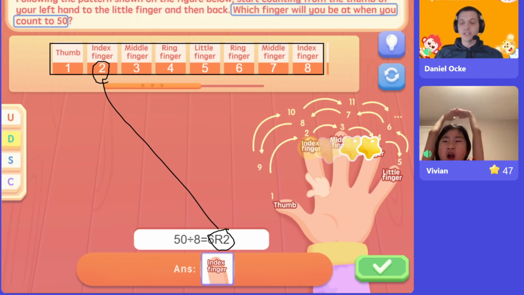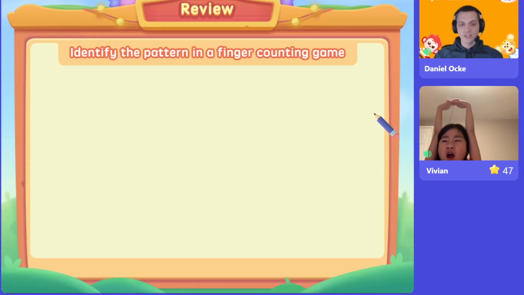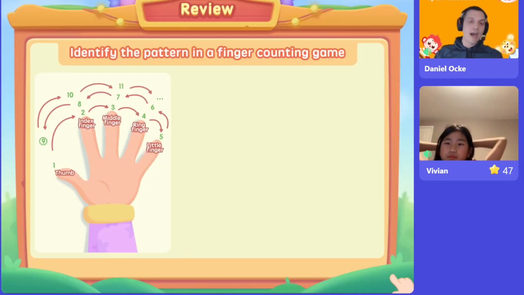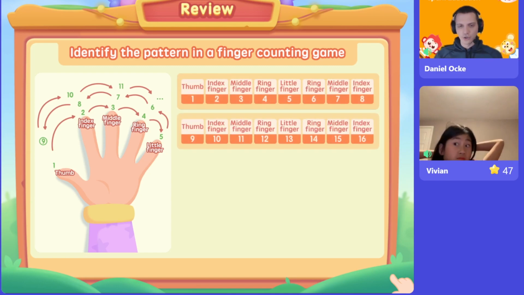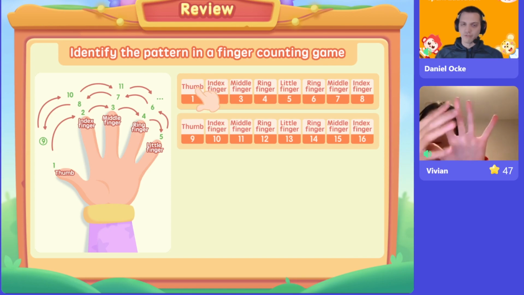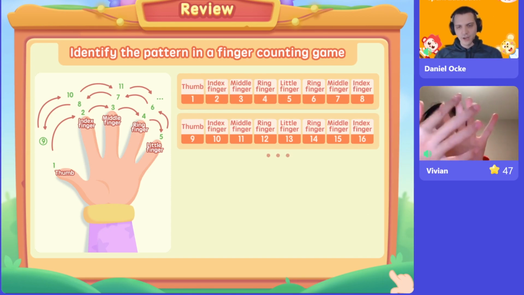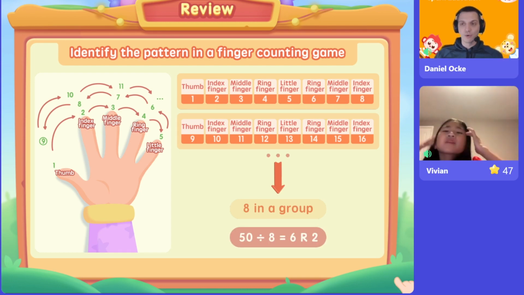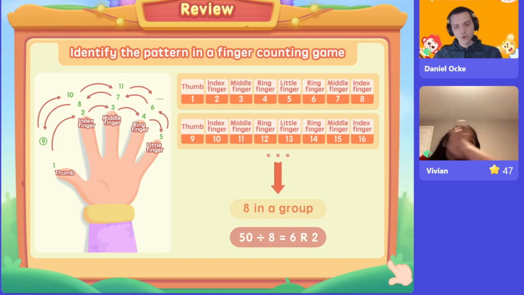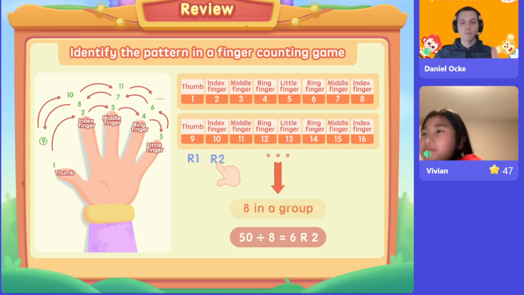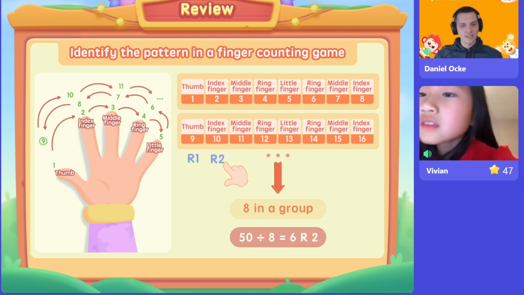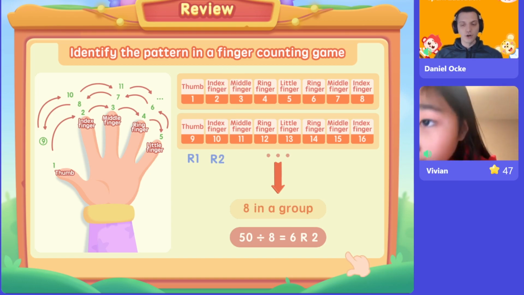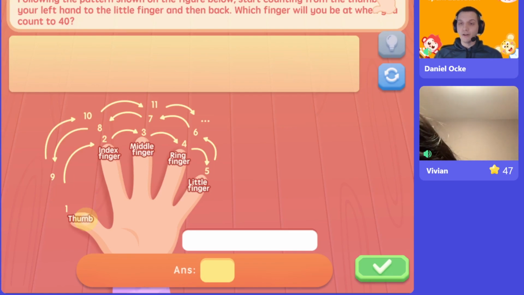Just to review that before I have you try some. If we want to identify that pattern, remember, we used the counting pattern to create our problem. We figured out the repeated group was 8 total fingers, the thumb back to the index finger, and then we divided that number by 8 because there were 8 total in the group. We got 6 groups with a remainder of 2. The remainder of 2 means we were at the second finger in our pattern, which was our index finger. So let's see if you can try one here. Go about the pattern, see what you can do.